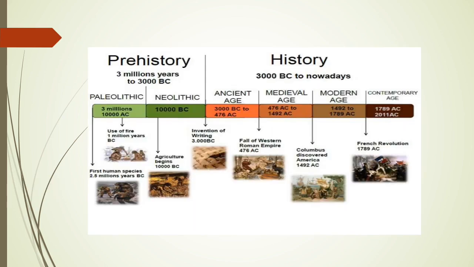This is the third part of Mesopotamian civilization. This part is about art and architecture of Mesopotamian civilization. This is the brief sketch of history of Mesopotamia.